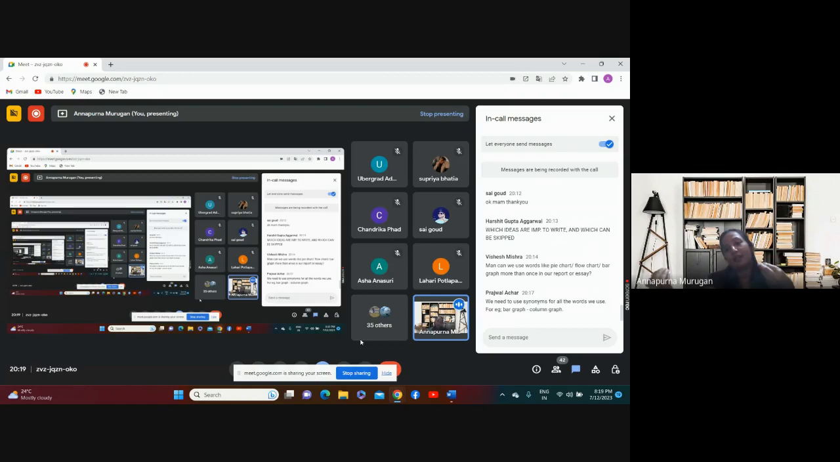Prajwal asks, we need to use synonyms for all the words we use, for example bar graph, column graph. Yes, you can use them. But if there is, say, a flowchart, other than flowchart we can't use any other name. Wherever it is possible, try to use synonyms. Otherwise, you cannot change the name all by yourselves.